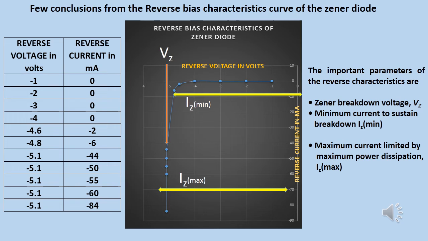In the case of IZ max, the importance of IZ max must be known. IZ max represents the maximum reverse current. If the reverse current is increased further, what will happen? The diode will be damaged. Are you clear? The Zener diode is operated in the reverse bias condition with the voltage greater than VZ and the current less than IZ max. That is very important. So these are the three important conclusions and three important parameters found from the reverse bias characteristics curve of the Zener diode.